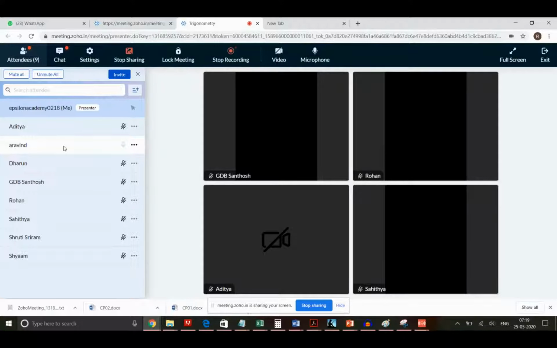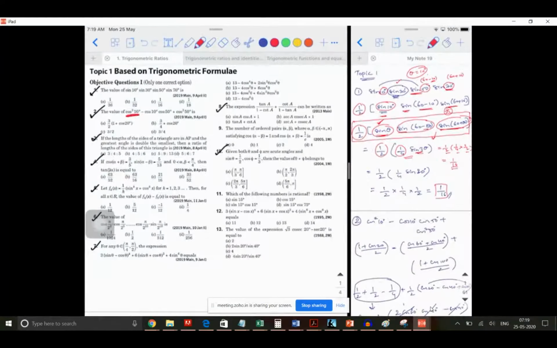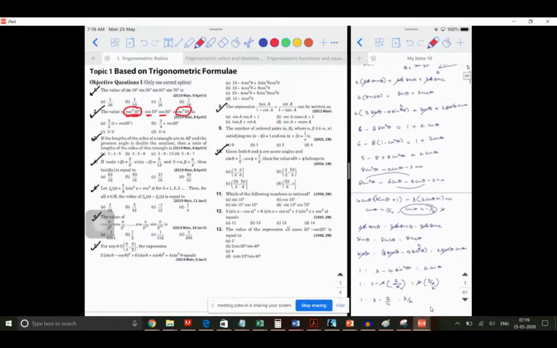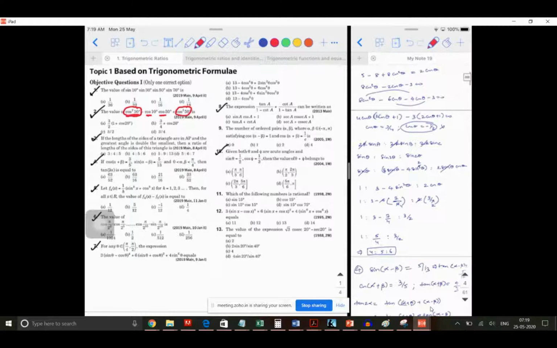As soon as you see this question, you have cos square 10 here, you have cos square 50 here, and you have cos into cos. So what comes to your mind? Can we square it, make it a minus b whole square? Which one will you make a minus b the whole square? A is cos 10, b is cos 50.